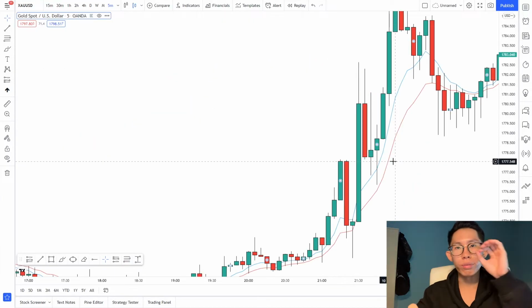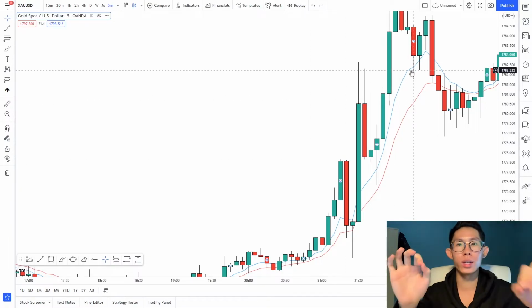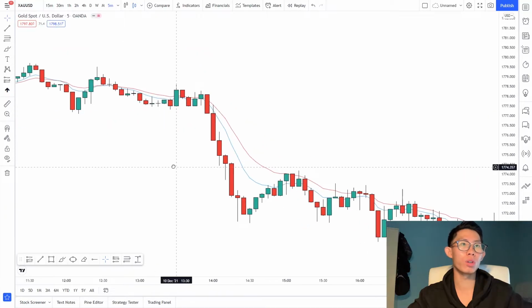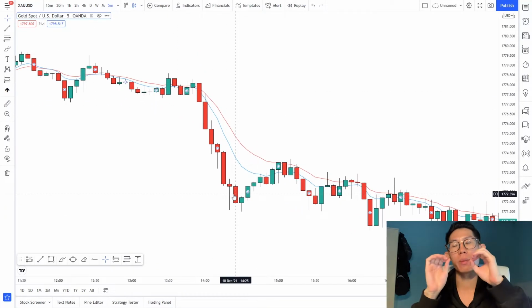the market. So if the candlesticks are above the moving averages, you are looking to buy only. And if they're below the moving averages like this, you are looking to sell. It's literally as simple as that. I'm not trying to complicate things for you.